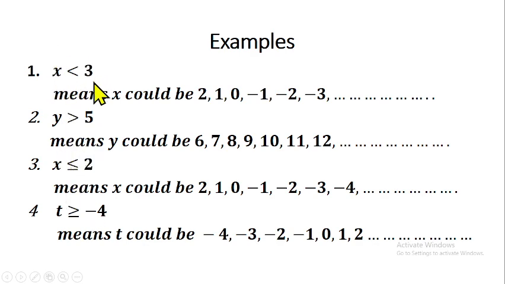This is x is less than 3, y is greater than 5, x is less than or equal to 2, t is greater than or equal to minus 4. You should be able to give an interpretation to all these inequalities. This is the range of values of x that's less than 3, range of values of y that's greater than 5, range of values of x that's less than or equal to 2, range of values of t rather, that is greater than or equal to minus 4.